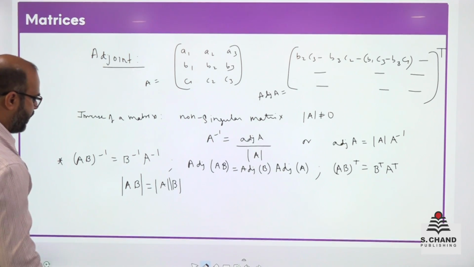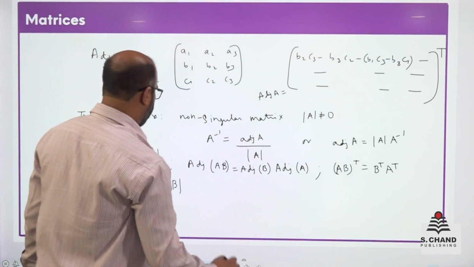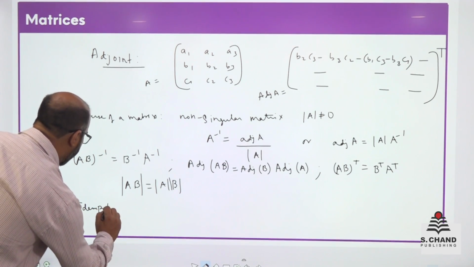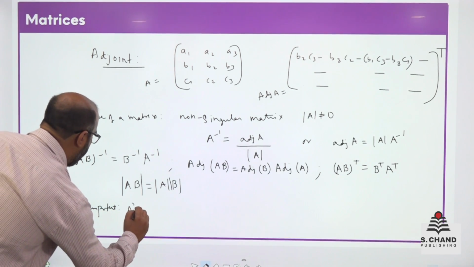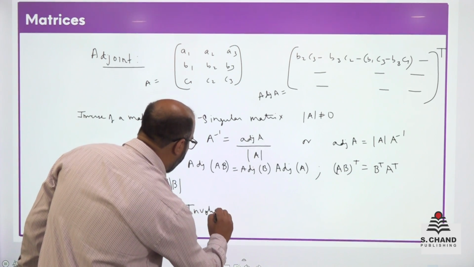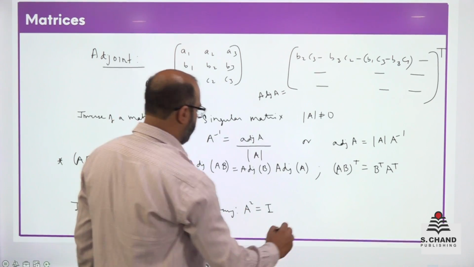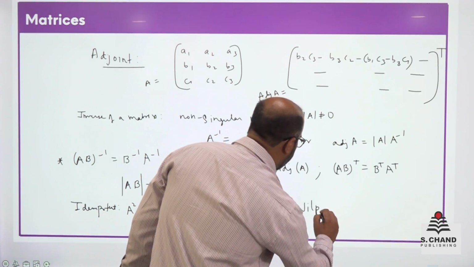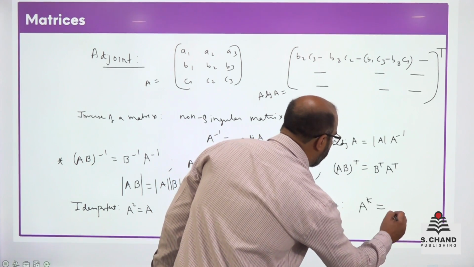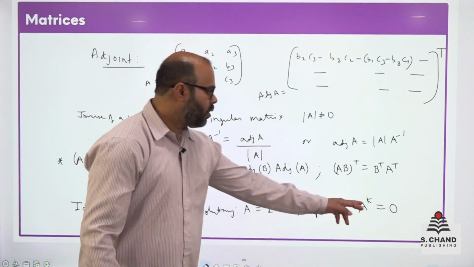What are some other types of matrices? Let us discuss the idempotent matrix. An idempotent matrix is a matrix whose square and that matrix are the same. Involutory matrix: an involutory matrix is a matrix whose square is equal to the identity matrix. Nilpotent matrix: a nilpotent matrix of index k is one where A to the power k comes out to be the null matrix, and the lower powers of A are not null. So this is of index k.